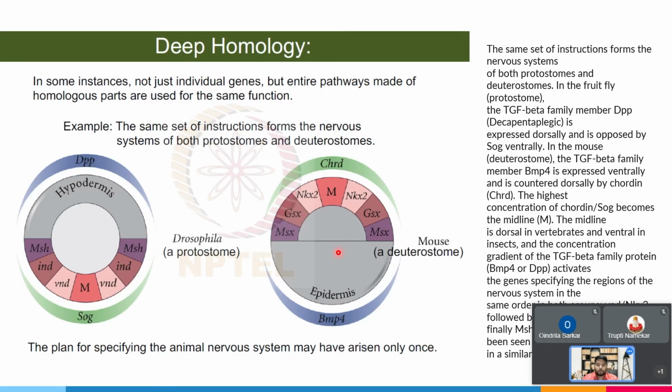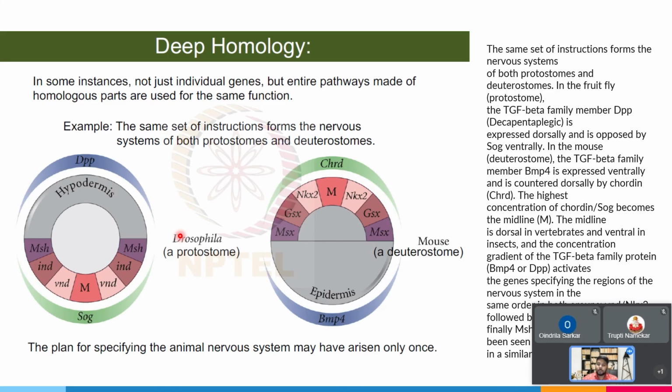Okay, so let us go into the particular solution slide. So what deep homology means is that, what homology means is that particular genes might be conserved throughout species, such as Hox genes or PAX6 or PAX type of genes that we have seen that help in eye development. But what deep homology means is that entire pathways made of homologous parts are used for the same function, that they are conserved throughout organisms. And an example for this is the same set of instructions for the nervous system both in protostomes and deuterostomes.